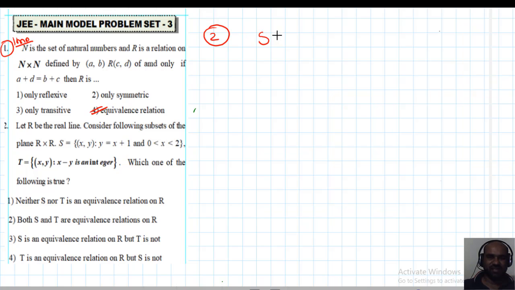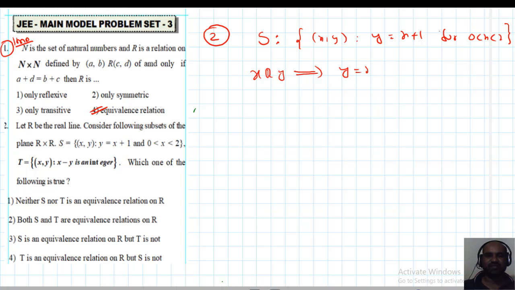First, relation S is given as (x, y) such that y equals x plus 1, for 0 less than x less than 2. What is the meaning of this? x related to y means y equals x plus 1. So first of all, I want to check for reflexivity. What should we prove? x related to x should be true.